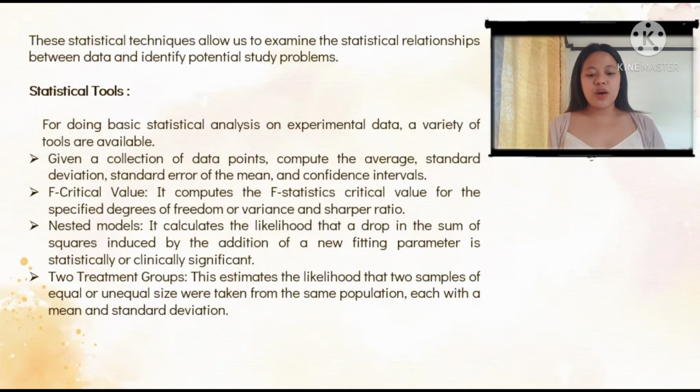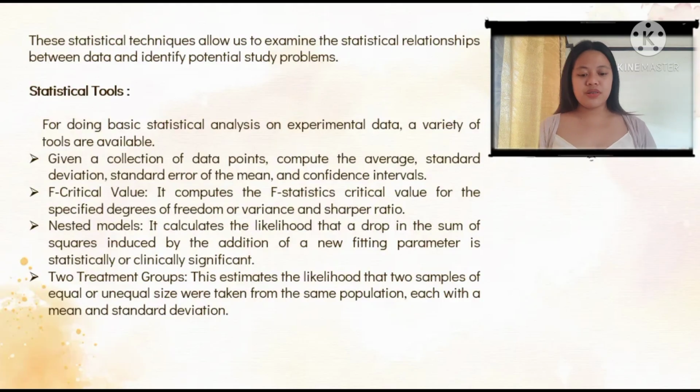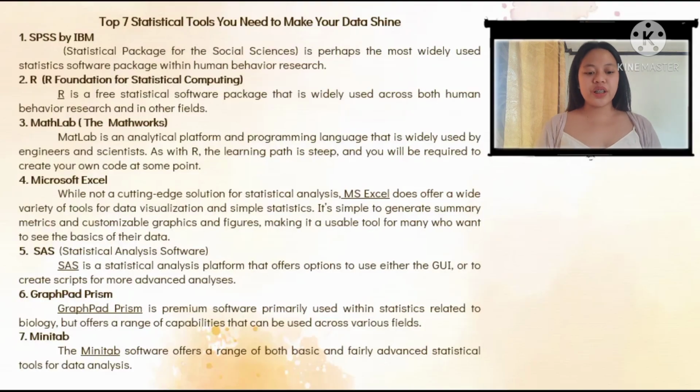Statistical tools. For doing basic statistical analysis on experimental data, a variety of tools are available. A. Given a collection of data points. B. Critical value. C. Nested models. D. 2 treatment groups. The following are the top 7 ways to make study results shine.